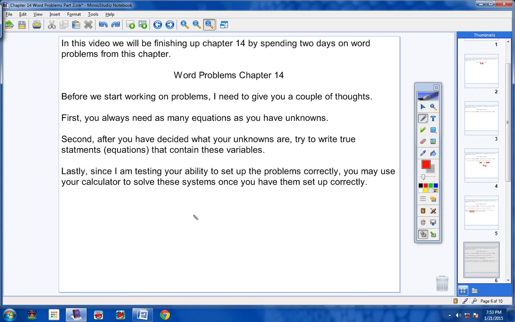Number 3, or lastly, since I am testing your ability, now this is really cool, so listen to me carefully. Since I am testing your ability to set up the problems correctly, you may use your calculator to solve these systems once you've set them up correctly. For example, let's say we're dealing with CDs and books. Again, let's say you bought a total of 7, so C plus B equals 7. Let's say each CD costs $10, each book costs $9, and you spend a total of $83. Something like that, okay? There we go. And I asked you to solve this.